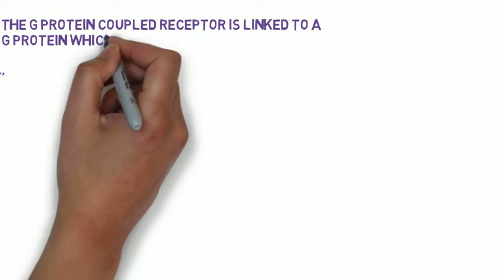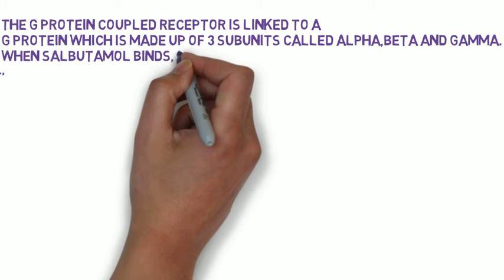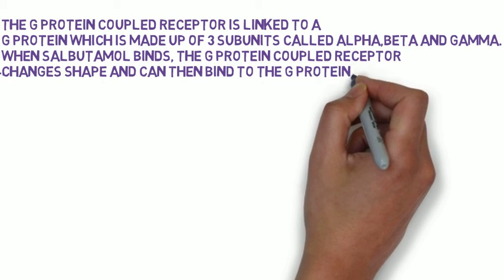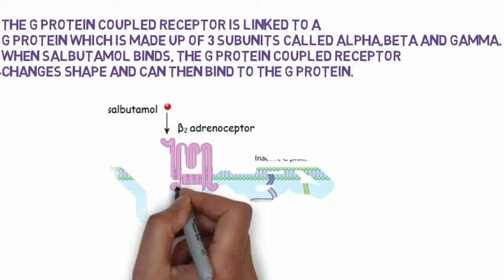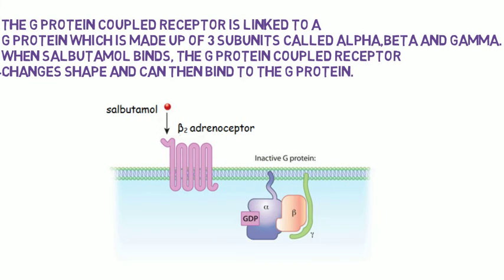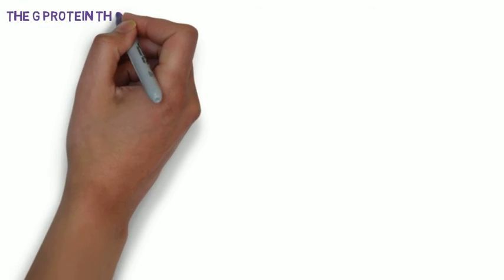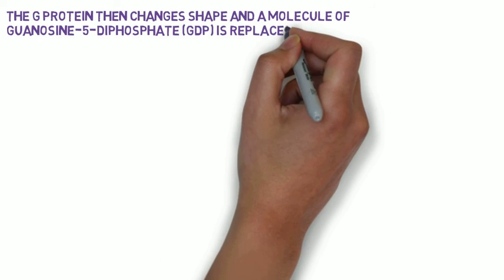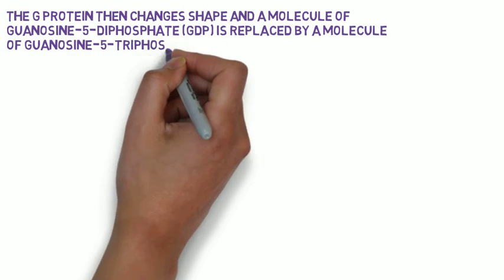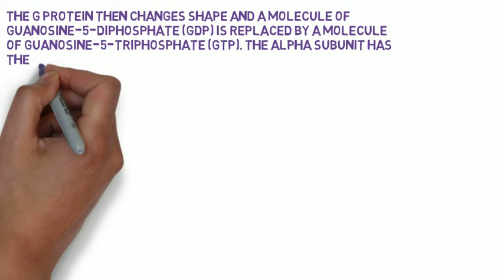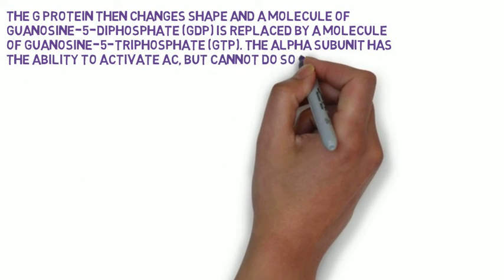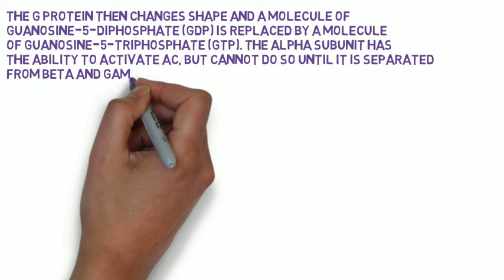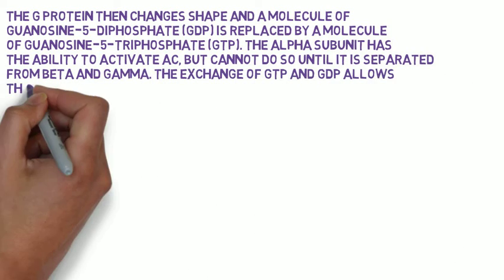The G-protein coupled receptor is linked to a G-protein, which is made up of 3 subunits called alpha, beta and gamma. When salbutamol binds, the G-protein coupled receptor changes shape and can help them bind to the G-protein. The G-protein then changes shape, and a molecule of guanosine 5-diphosphate, or GDP, is replaced by a molecule of guanosine 5-triphosphate, or GTP. The alpha subunit has the ability to activate adenylyl cyclase, but cannot do so until it is separated from beta and gamma.